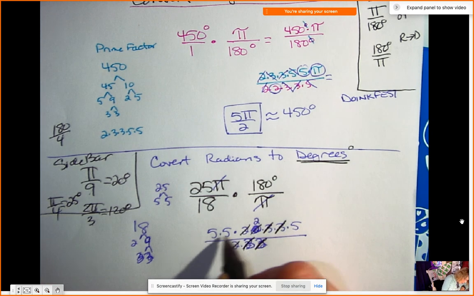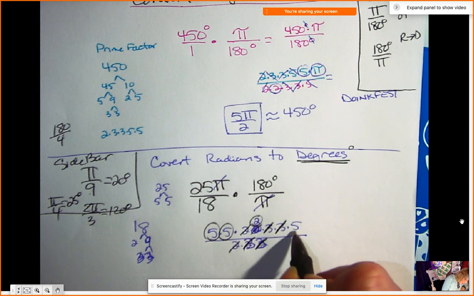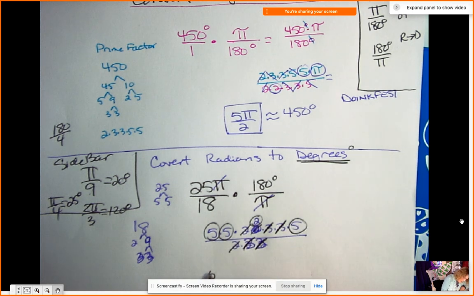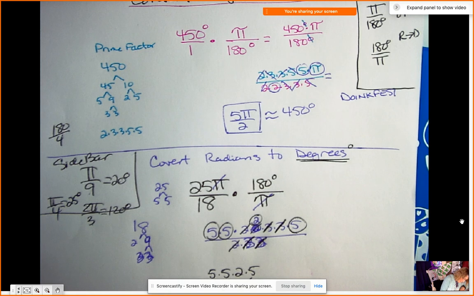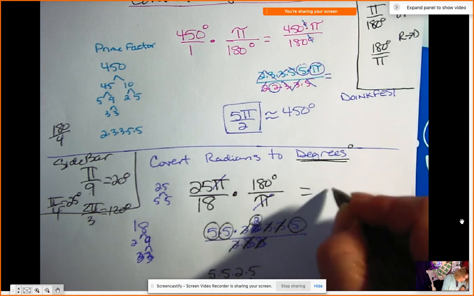Okay, so what's left over is my angle. All of these I have to multiply out. So 5 times 5 times 2 times 5. Well, I know 5 times 5 times 5 is 125, and then times 2, 250. So I get 250 degrees.